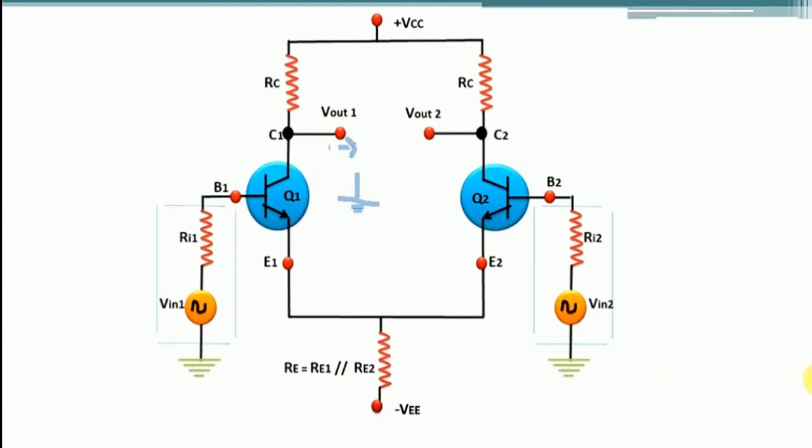So this is the circuit of the differential amplifier using BJT, and that is used in the operational amplifier.